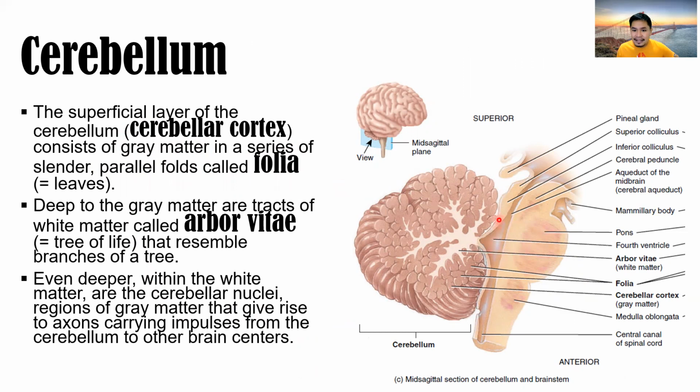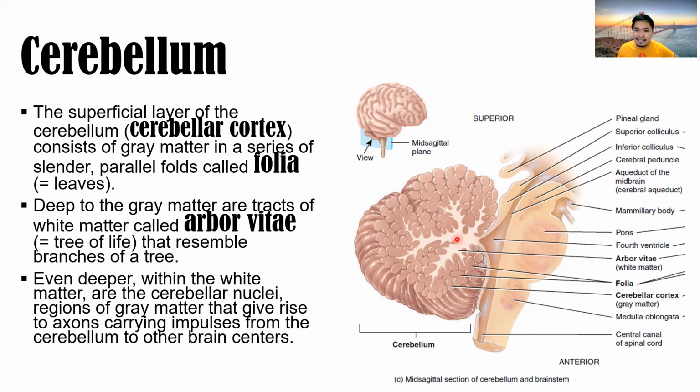Okay, so let's get oriented. This is your cerebellum. The outer cortex or outer layer is composed of what? Gray matter. And they are composed of your parallel folds called your folia. So we could see here the folds, and these are your folia. Gray matter outer. Deep to the gray matter are tracts of white matter called your arbor vitae. Okay, which means tree of life, that resemble branches of a tree.